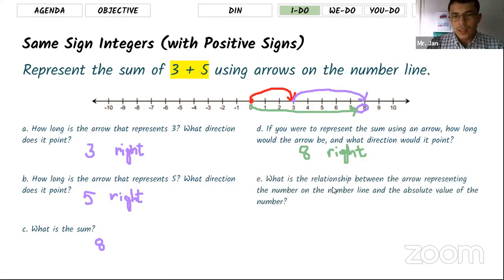Next, what is the relationship between the arrow representing the number on the number line and the absolute value of the number? The absolute value of a number is actually the length of the arrow. It doesn't matter if it is positive or negative, it always represents the distance or the length of the arrow. So the answer for this question is: the absolute value of the number is the length of the arrow.